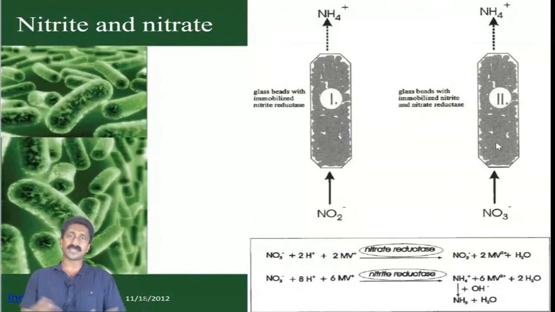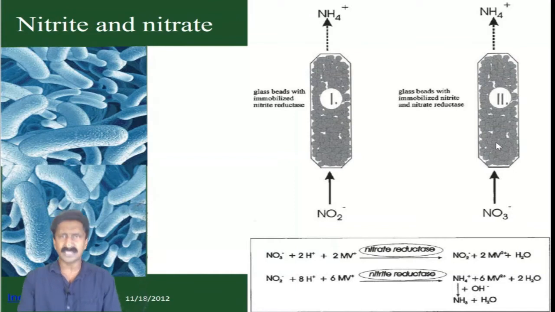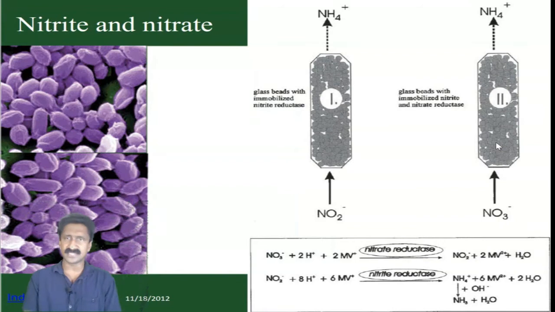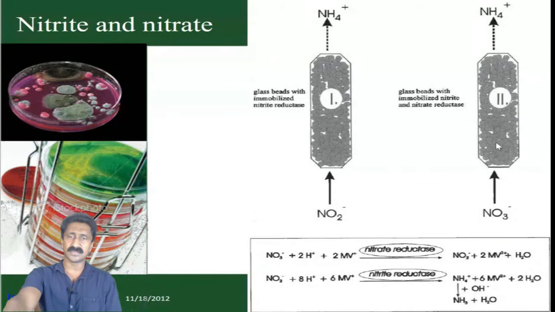So for a biosensor, if you want to detect the presence of nitrate or nitrite, you need to immobilize the concerned enzyme, that is nitrate and nitrite reductase, into glass beads and use it for the conversion of that nitrate or nitrite to ammonia. So this is the process that is occurring.